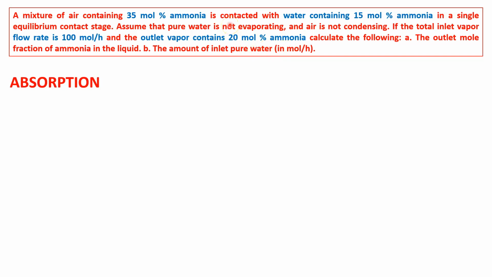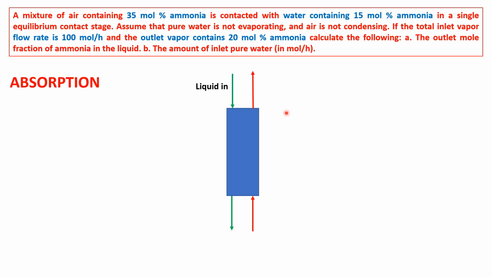Now here is the absorption column. So liquid is coming in and liquid is coming out. Gas is coming in and gas is coming out. It is a counter current operation. So now first I am considering that liquid inlet flow rate is L2 mole per hour and liquid outlet flow rate is L1 mole per hour.